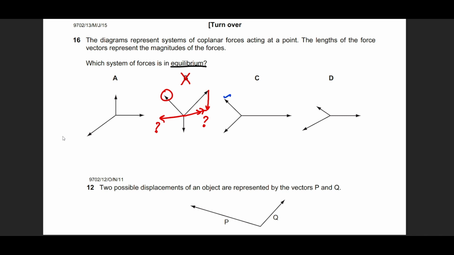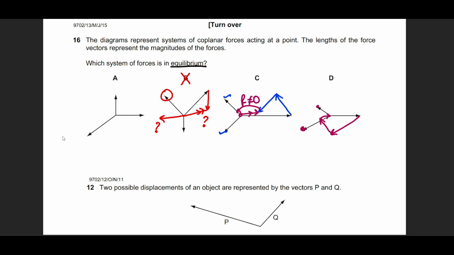So let's replace this vector over here and then replace this vector over here. I realize that my final resultant looks like this, from the start of the first vector to the head of the last vector. This resultant is not equal to 0. It should have come back to the original position. And similarly over here as well, if I replace this vector at this point, it looks like this. And I replace this vector at this point, it looks like this. Again, it has not come back to the starting point. The resultant is not 0.